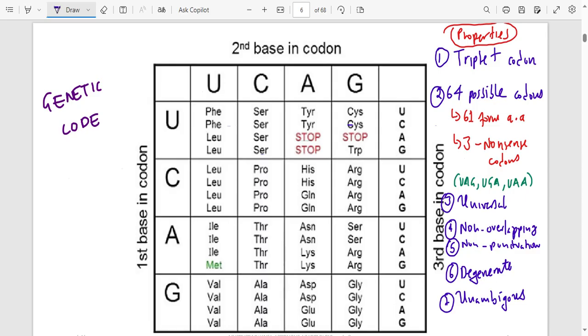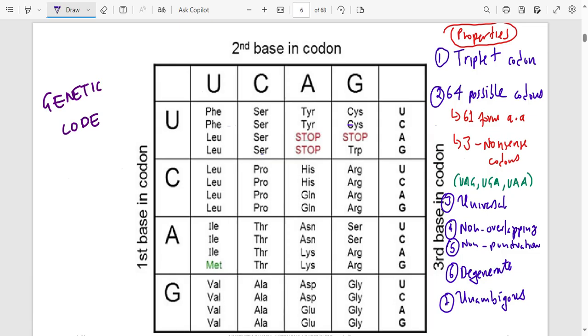Okay? Although an amino acid may have more than one codon, each codon specifies only one amino acid. That's the meaning of unambiguous. So you need to differentiate these two terms a lot. Let me explain one more time. Degenerate means that you can have more than one codon forming the same amino acid. You can say UCC, UCA, UCG, or UCU, they are all forming serine. More than one codon forming the same amino acid.